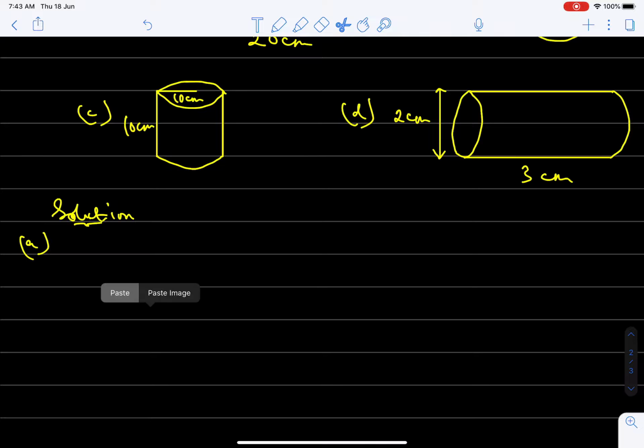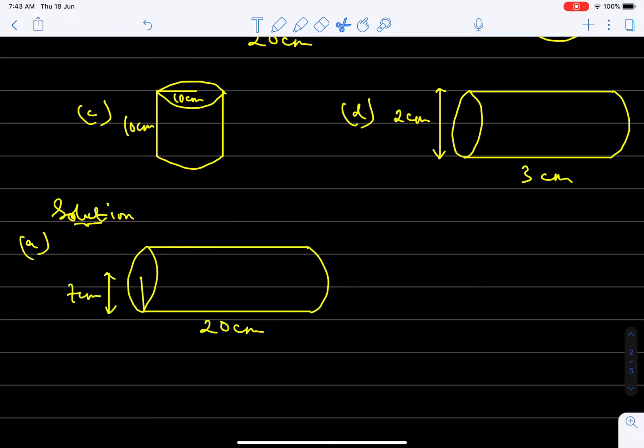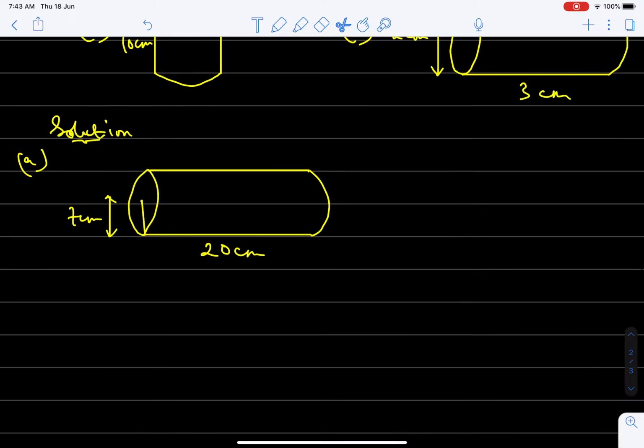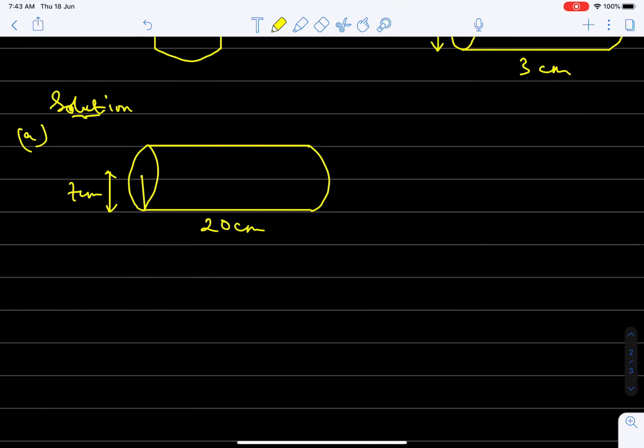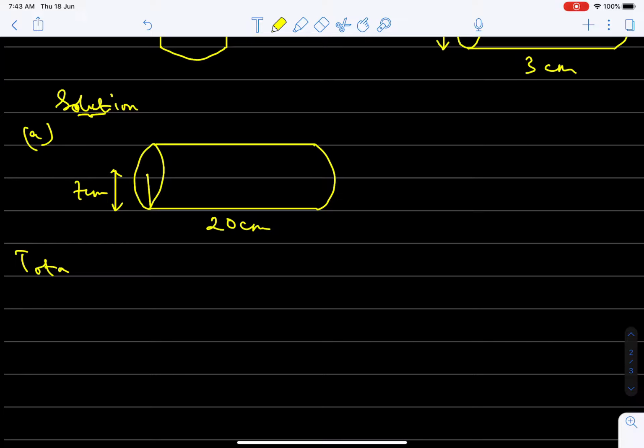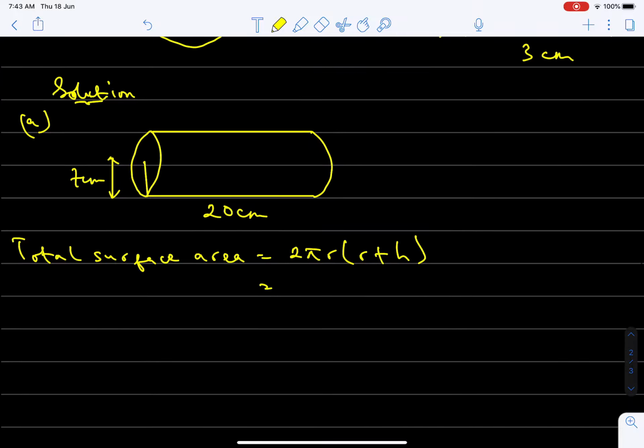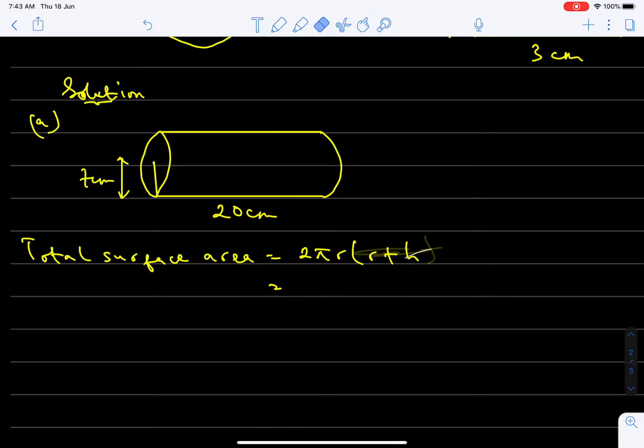And paste it here. So that's the diagram. Now, how do we find the total surface area? Total surface area equals 2 pi r into r plus h. Of course, that's from 2 pi r squared plus 2 pi r h. Let me write that first before the simplified form: 2 pi r squared plus 2 pi r h, which is 2 pi r into r plus h.